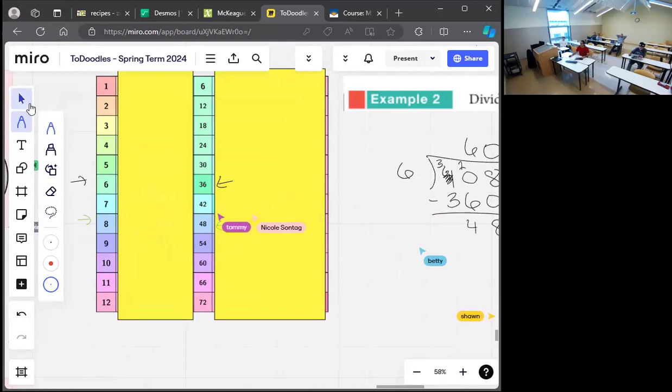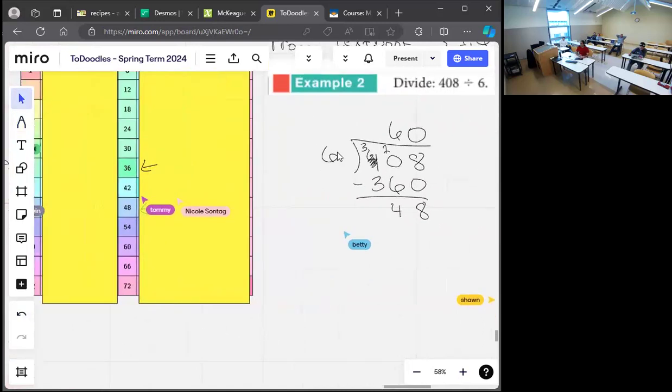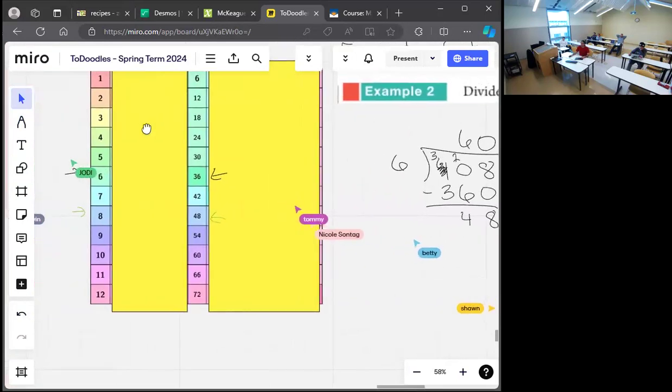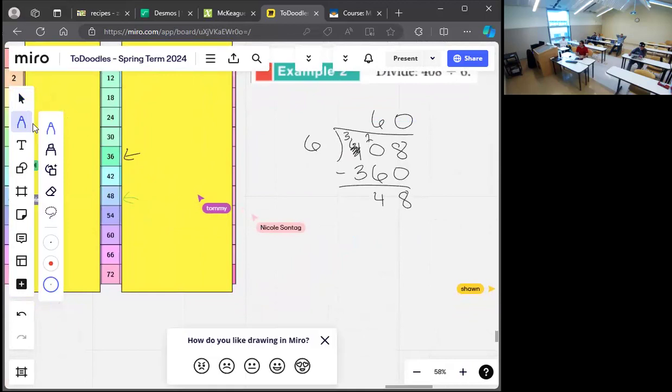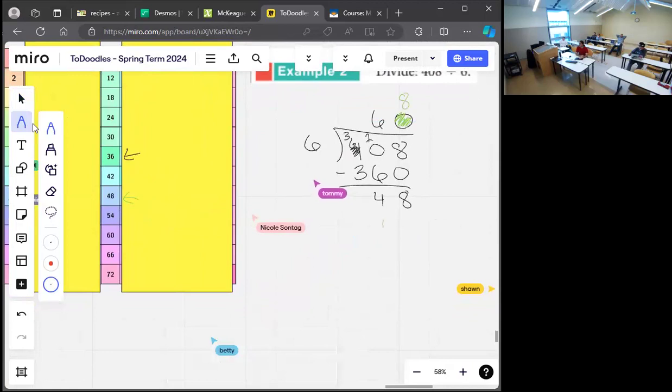Going back over here, 6 times 8, I just covered it up. That was an 8. 6 times 8 is 48. So this 0 here we need to now replace with an 8. So let's get rid of that and put an 8. 6 times 8 is 48. 48 minus 48 is 0. And then we're done. We have an answer that's 68.